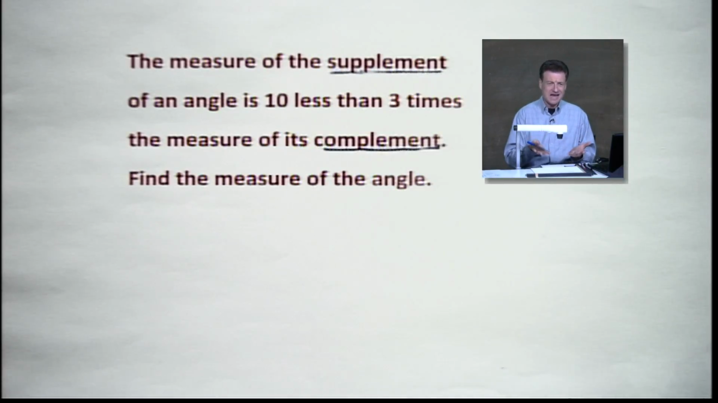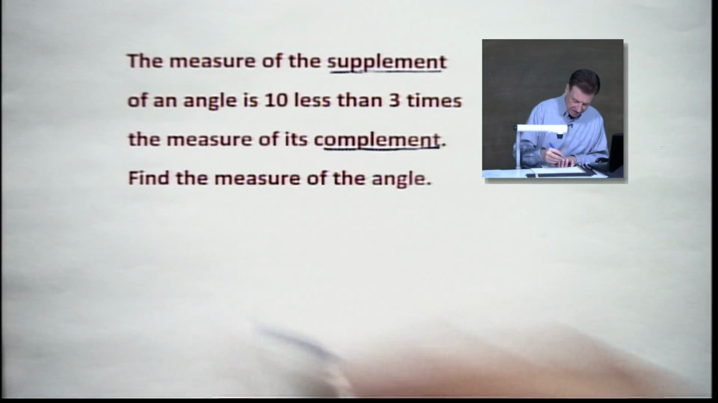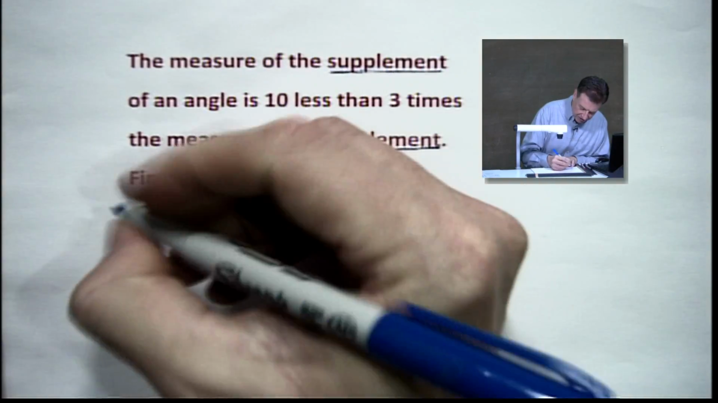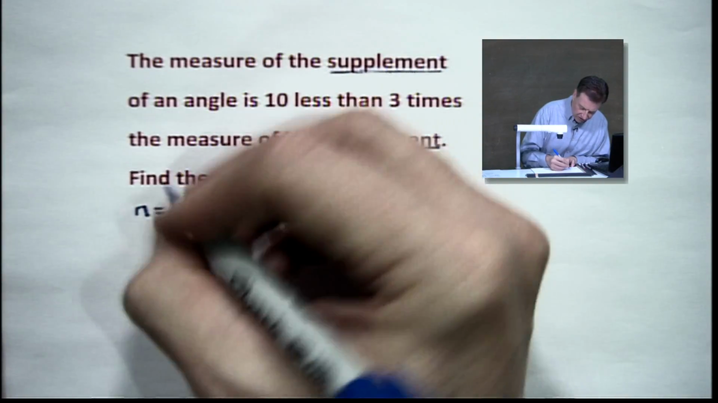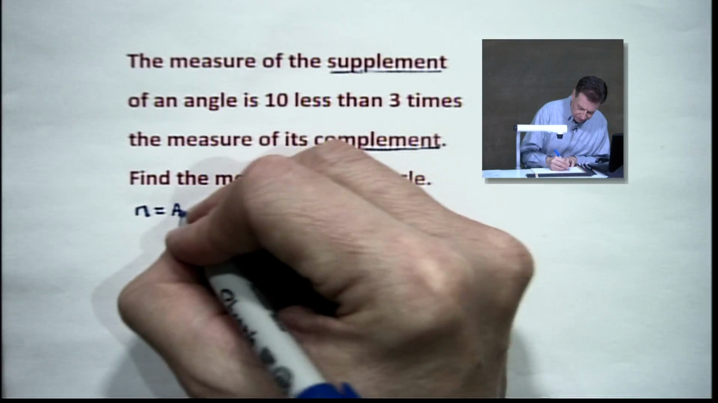So Ernie, I don't see any x's. I don't either, but we're going to create some, or n, or whatever variable you want to choose for your missing angle. So let's go ahead and do some defining, all right? Let's start off with defining. I'm going to let n be my number here. n equals the angle measure.